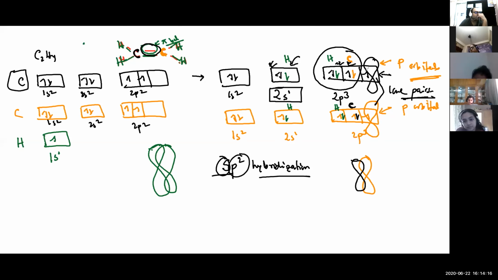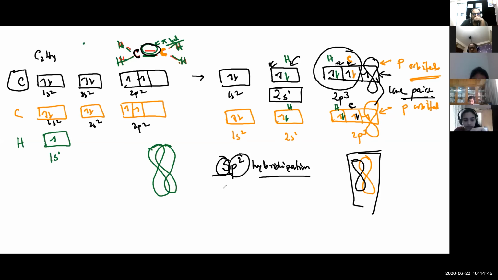Is the last one forming a covalent bond? Did they form the covalent bond? No. They're free electrons, and they overlap sideways. Okay? So in sp2 hybridization, how many orbitals are involved?